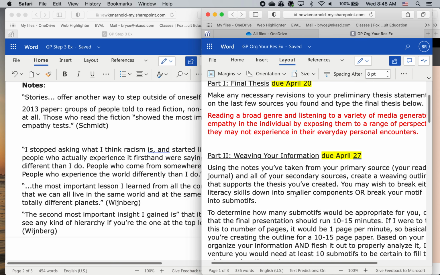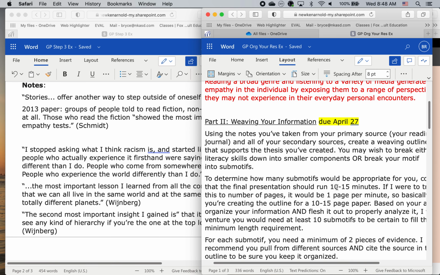You may be changing yours dramatically from the first one, and that's okay as long as you have the research to back that up. So what I'm going to do now that I have that thesis is organize all of those wonderful notes that I took. And we have talked about the weaving organization strategy for our writing. We're going to use that same strategy for organizing this information for our presentation, okay?